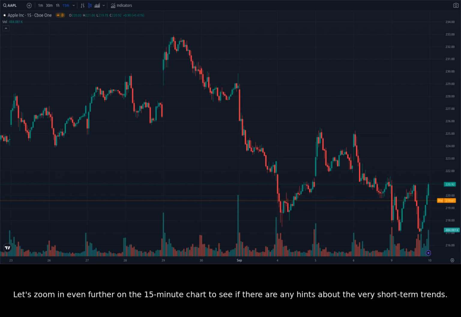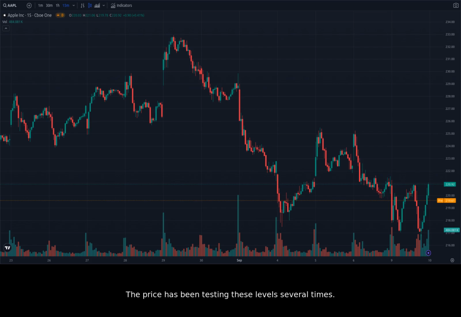Let's zoom in even further on the 15-minute chart to see if there are any hints about the very short-term trends. As we move on to the 15-minute chart, we see some interesting patterns emerging. Over the past few hours, Apple has been trading with a lot of volatility, making it difficult to make clear predictions. However, we can see that there's some support around $220.50 and resistance around $221. The price has been testing these levels several times.